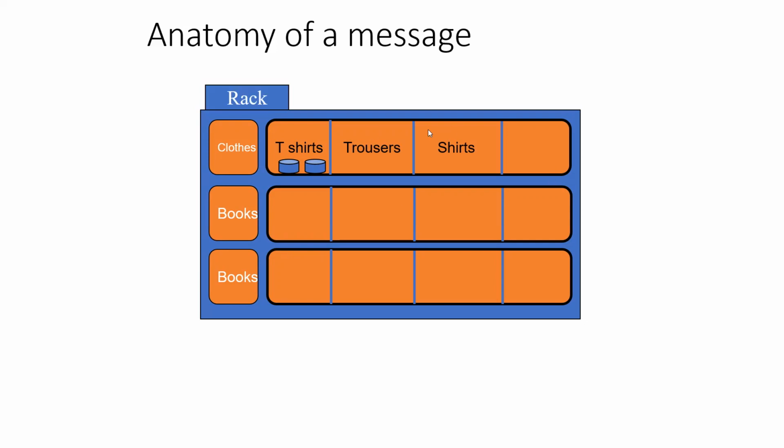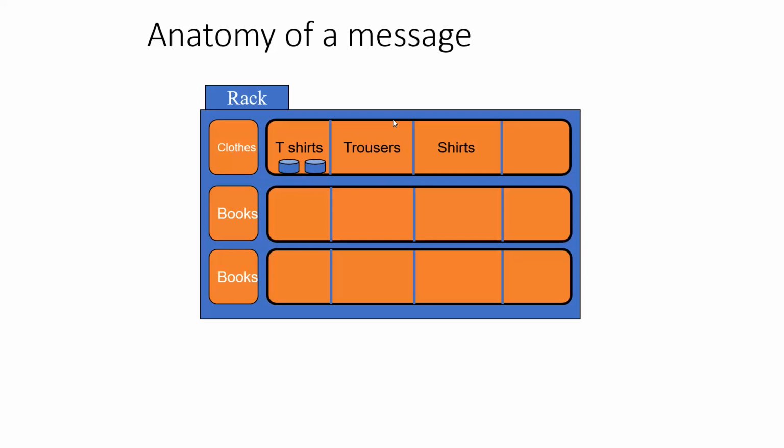Now, the first shelf where you put the clothes has been divided into different sections. The first compartment is for t-shirts, the second compartment is for trousers, the third is for shirts, and so on. Now, what happens if they do not have any shirts, if they just have t-shirts and trousers? The compartment which is dedicated for shirts will be empty, because that compartment is dedicated for shirts.